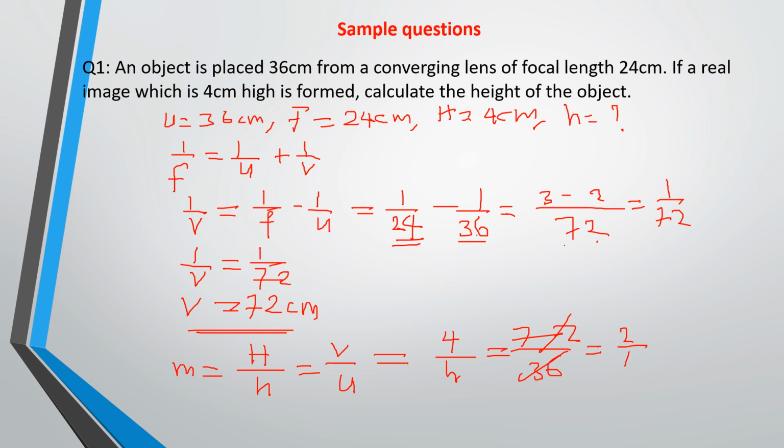Okay, so now you have that 4 over h is equal to 2 over 1. Right, so if you work this out, you are going to have that h is equal to 4 divided by 2, which is equal to 2 centimeters. So which means that the object height is equal to 2 centimeters.